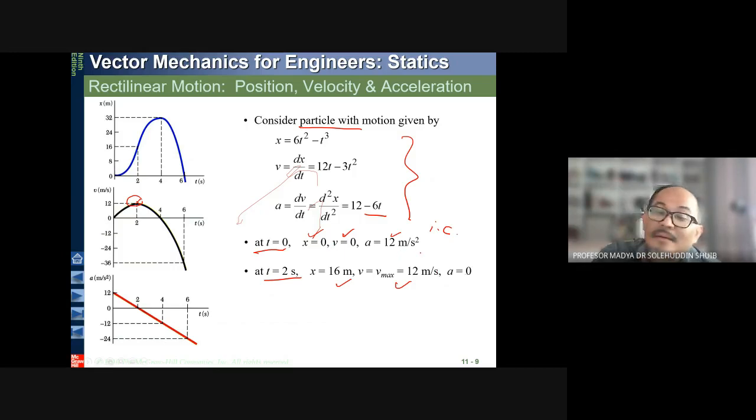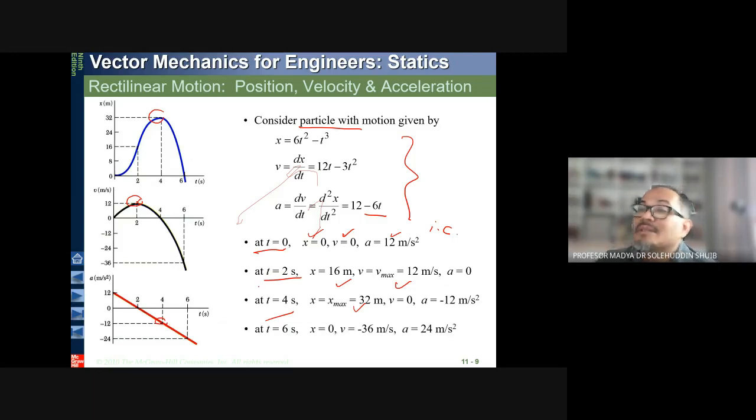What else? How about 4 seconds? At t equals 4 seconds, you substitute, and you get the maximum x here, 52 meters. Then velocity is 0, and then you have minus 12 meters. Okay, what else? How about 6 seconds? You substitute at 6 seconds.